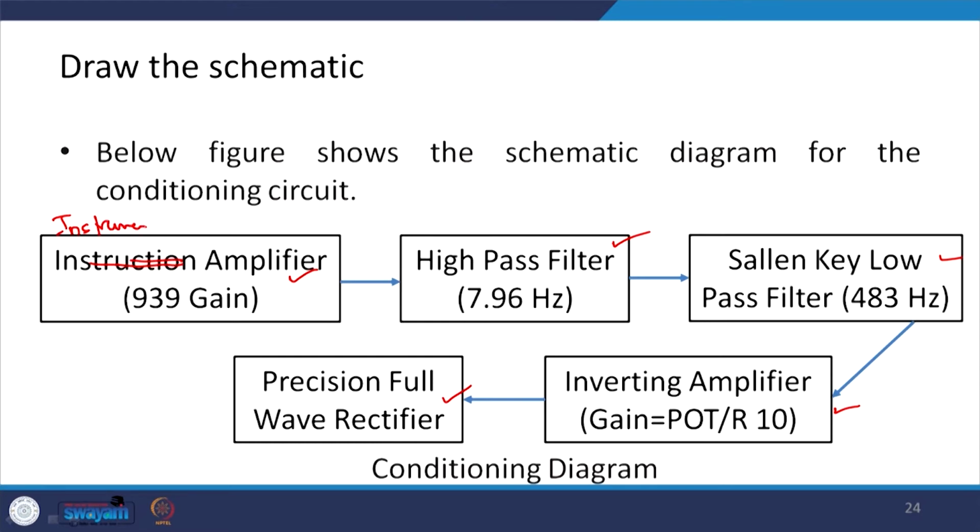So, next step is to draw the schematic. Here we can see that the signal first goes to the instrumentation amplifier, and then it goes through the high pass filter, and then there is a low Sallen-Key low pass filter, and then it goes to the inverting amplifier, and finally the precision full wave rectifier. So, this is the conditioning diagram.